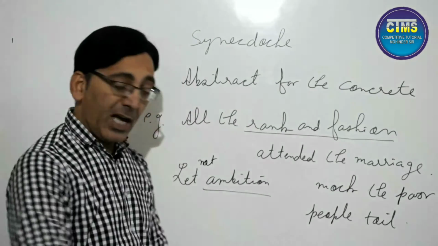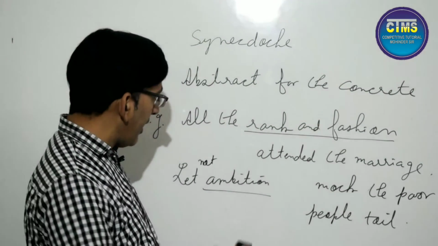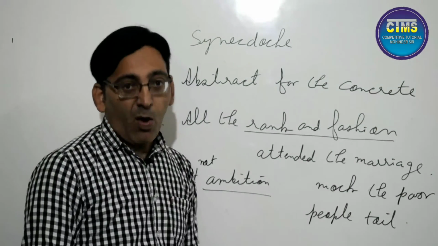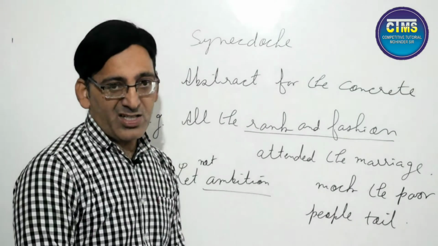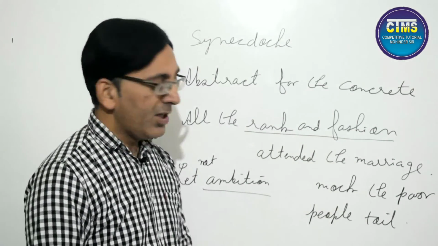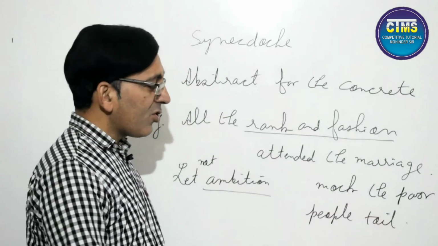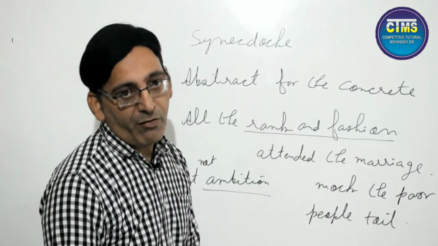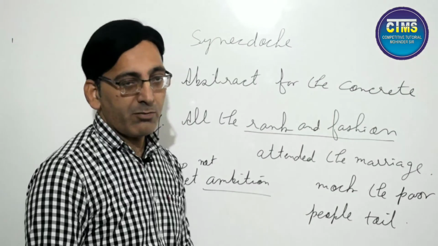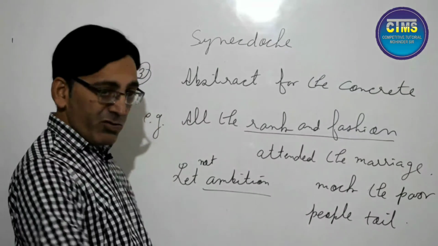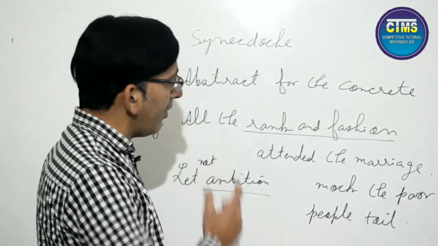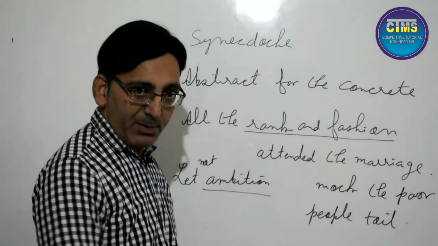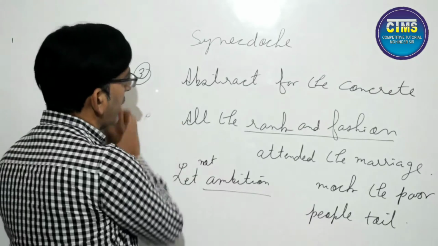So here we are using ambition as an abstract noun, as a common noun. So what do we want to say? We want to say ambition here stands for ambitious people. So ambitious people, they should not mock, they should not make fun of the poor people's hard work. So again here we are using abstract noun as a common noun. So this is the third variety of Synecdoche. I think you are able to understand. Come to the fourth variety.